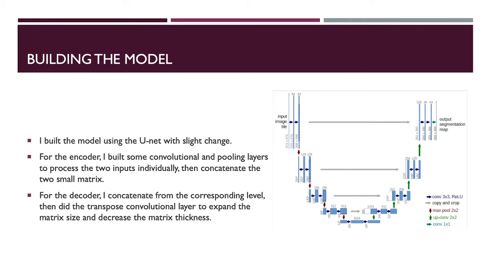The model is based on the UNet with small changes. For the encoder, I built some convolutional and pooling layers to process the 2 inputs individually, then concatenate the 2 small matrices, like the bottom area here. For the decoder, I concatenate from the corresponding level, then apply the transpose. So I concatenate this area with this together and then apply a transpose convolutional layer to expand the matrix size and decrease the matrix thickness.